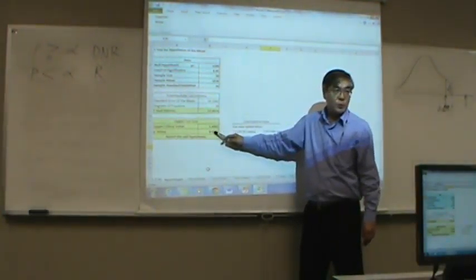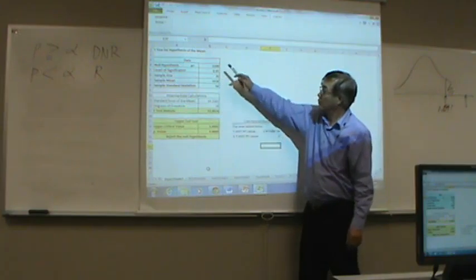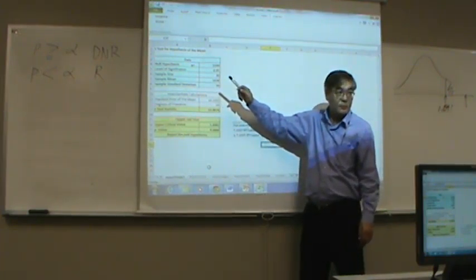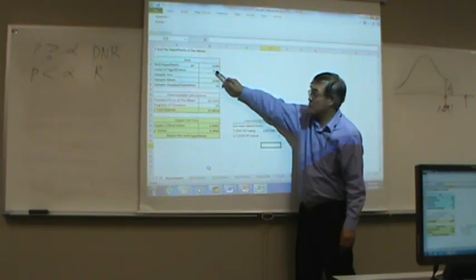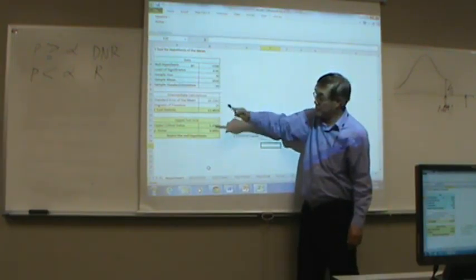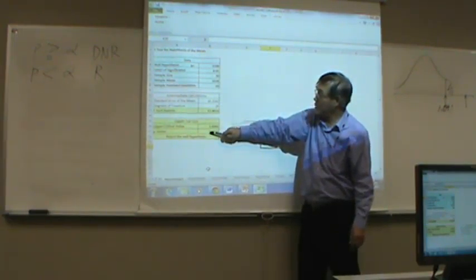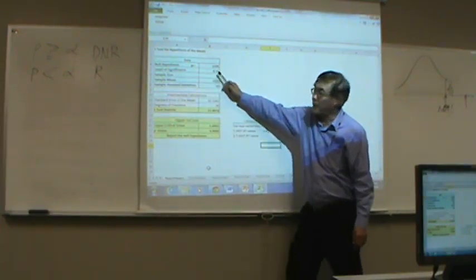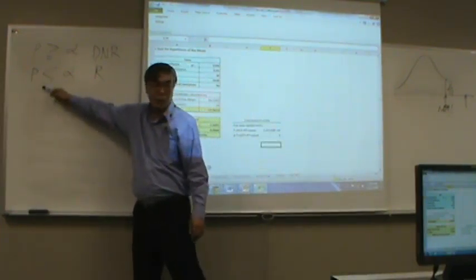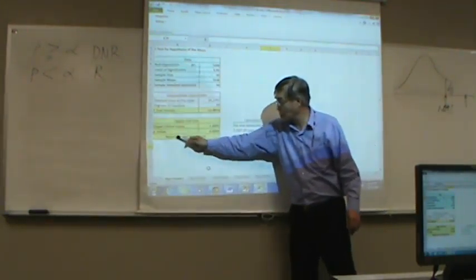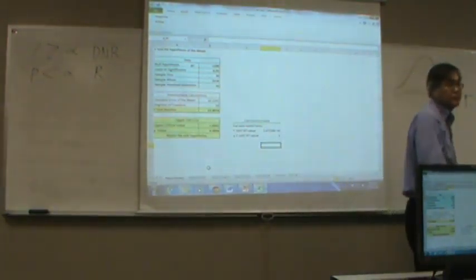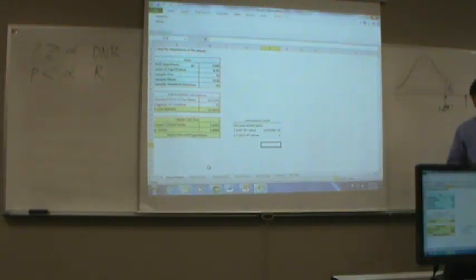P-value 0.0000. It is basically just another way to test. And then significance level 0.05. P-value less than alpha. Reject the null hypothesis. So either way is okay.